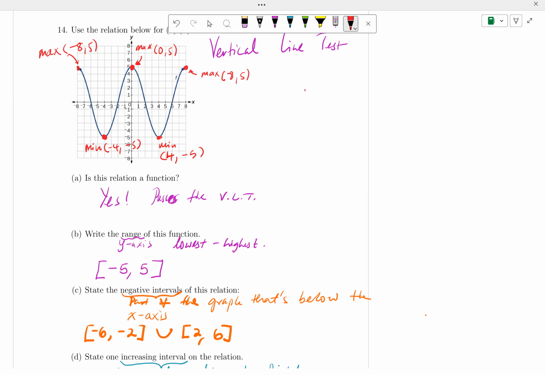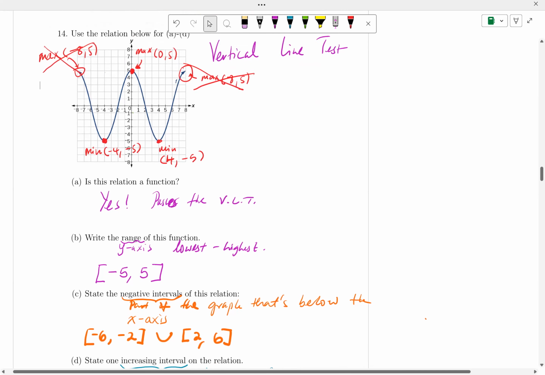But actually, I'm having second thoughts here. You see how these two endpoints on the end have an arrow? That says that the graph is continuing. So I don't think we should count those as maximums, because it's not like a peak like this one, right? So I don't think we should include these. You should check the answer key if your teacher has one, just to double check this work.